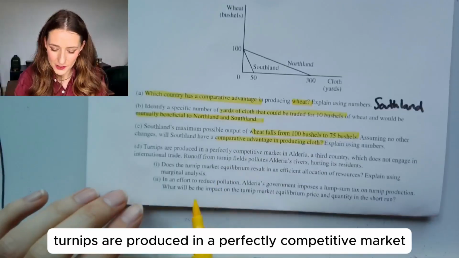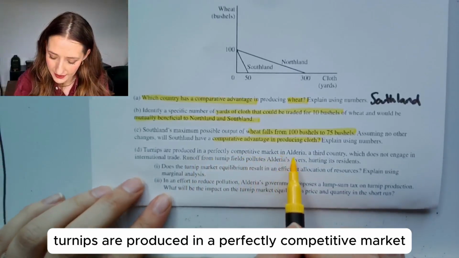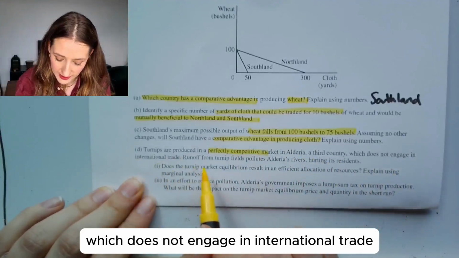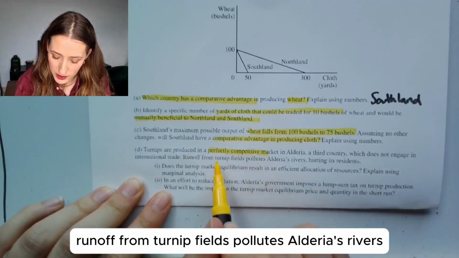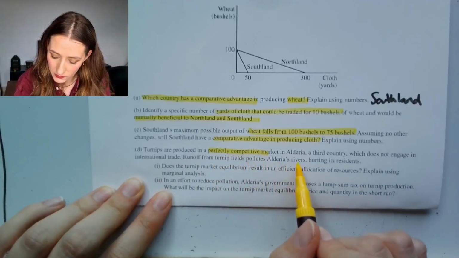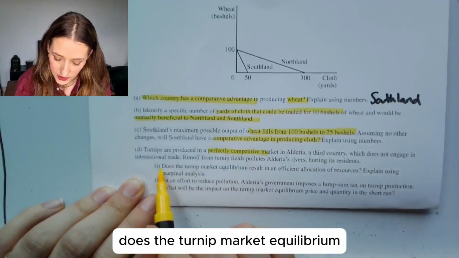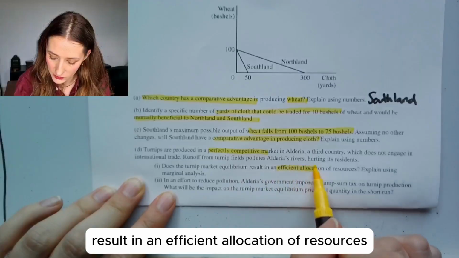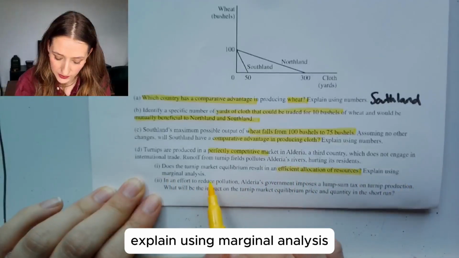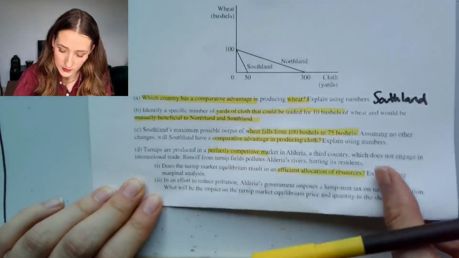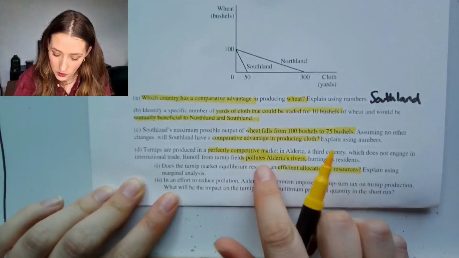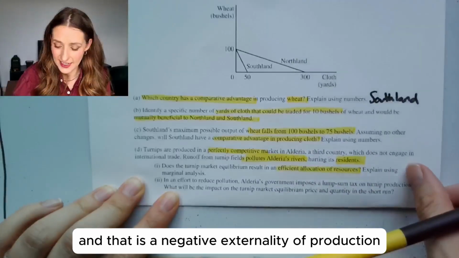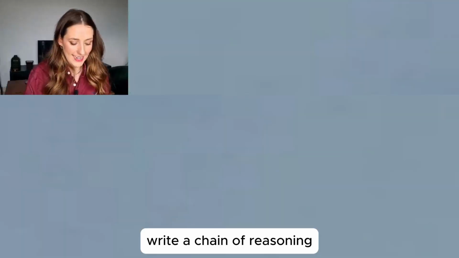D. Turnips are produced in a perfectly competitive market in Algeria, a third country, which does not engage in international trade. Runoff from turnip fields pollutes Algeria's rivers, hurting its residents. Does the turnip market equilibrium result in an efficient allocation of resources? Explain using marginal analysis. We clearly have a cost to a third party, and that is a negative externality of production. Let's write a chain of reasoning.